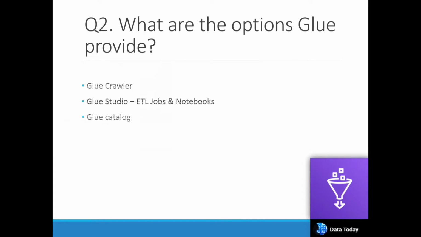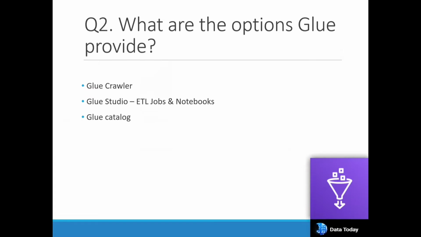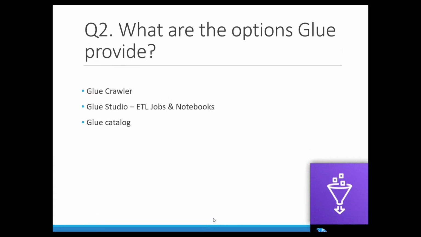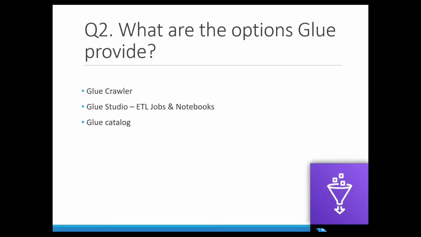So the next question is, what are the options available in Glue? AWS Glue provides options like Glue Crawler, Glue Catalog, and the third one is Glue Studio, in which we have ETL jobs and notebooks. These are the major offerings, or you can say features, of AWS Glue.